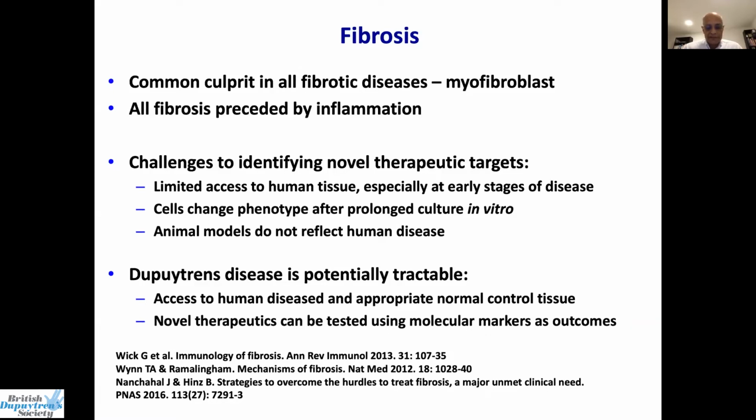But Dupuytren's disease is potentially tractable because we've got access to human diseased and appropriate normal control tissue. And any novel therapeutics that we identify can then be tested using molecular markers as outcomes, and I'll show you an example of this.